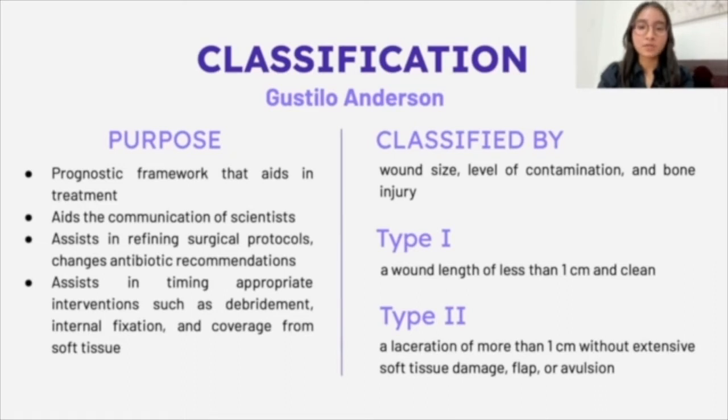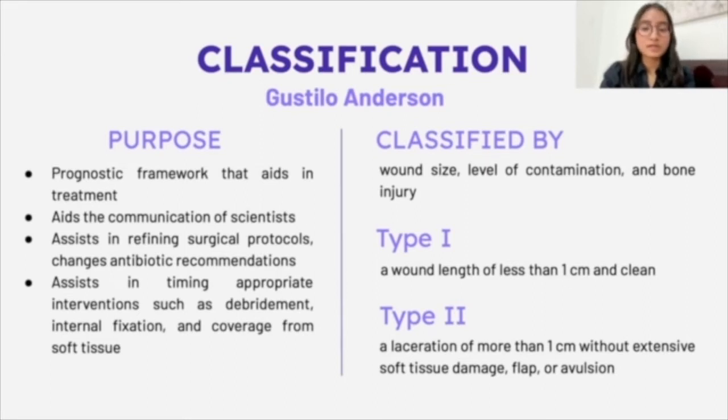Now I will explain about the classification of open fracture. The most used system for classifying open fracture is the Gustilo-Anderson classification. This classification doesn't only provide a prognostic framework that aids in treatment, but also aids the communication of scientists, assists in refining surgical protocols, changing antibiotic recommendations, and assists in timing appropriate intervention such as debridement, internal fixation, and coverage from soft tissue.